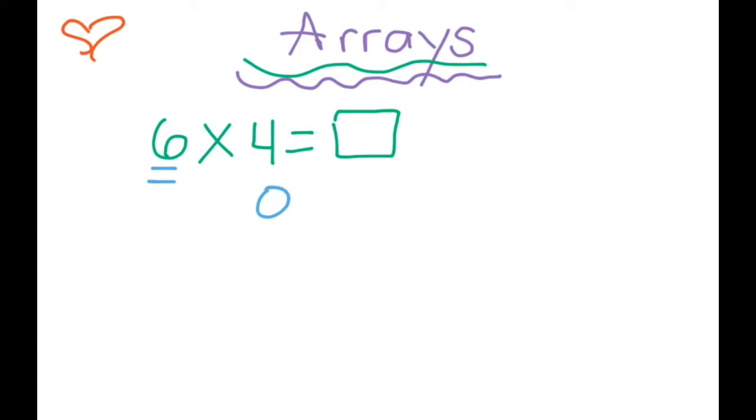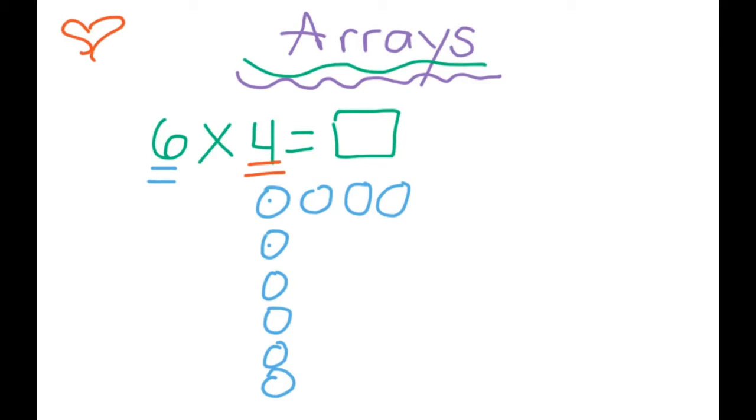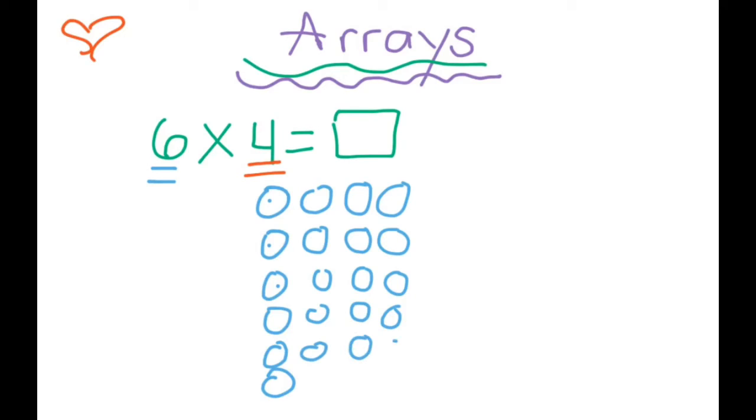So first, let's go ahead and build 6 rows. That's 1, 2, 3, 4, 5, and 6. Now that we know we have 6 rows, we must have 4 elements in each row. Well, here, there's already 1 element, so now we have 2, 3, 4. Here's 1 element in this row, so we'll have to add 3 more, and then we'll do the same for each row.